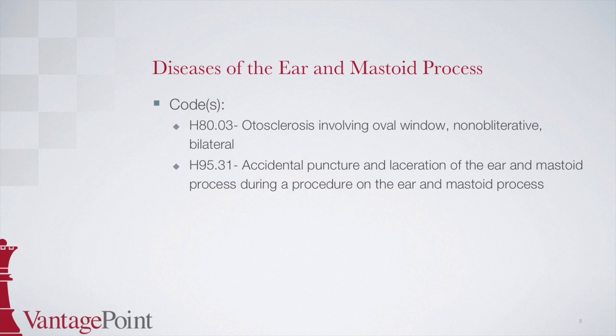The first code is H80.03, autosclerosis involving oval window, non-obliterative, bilateral. You would start by looking up autosclerosis in the alphabetic index and then locate non-obliterative indented below. Next to non-obliterative is a note which states see autosclerosis involving oval window non-obliterative.